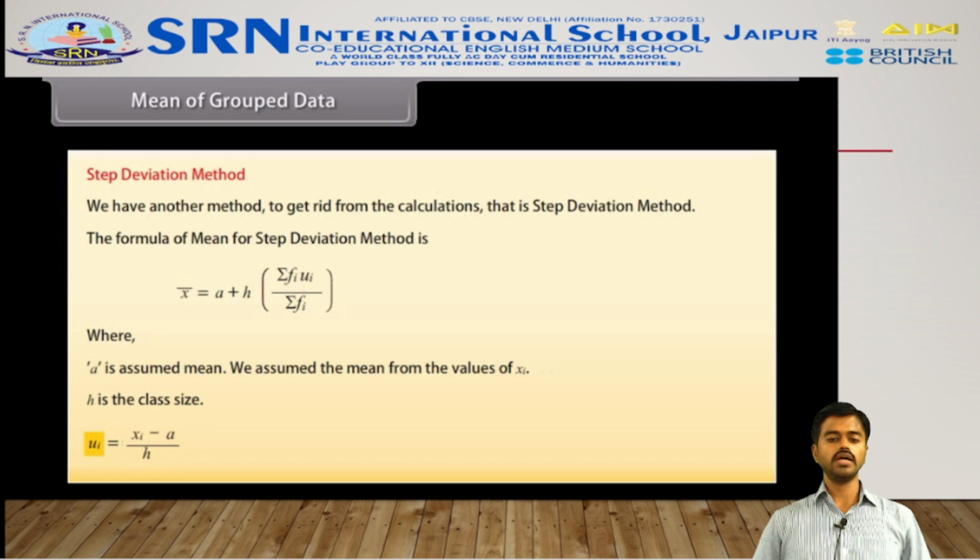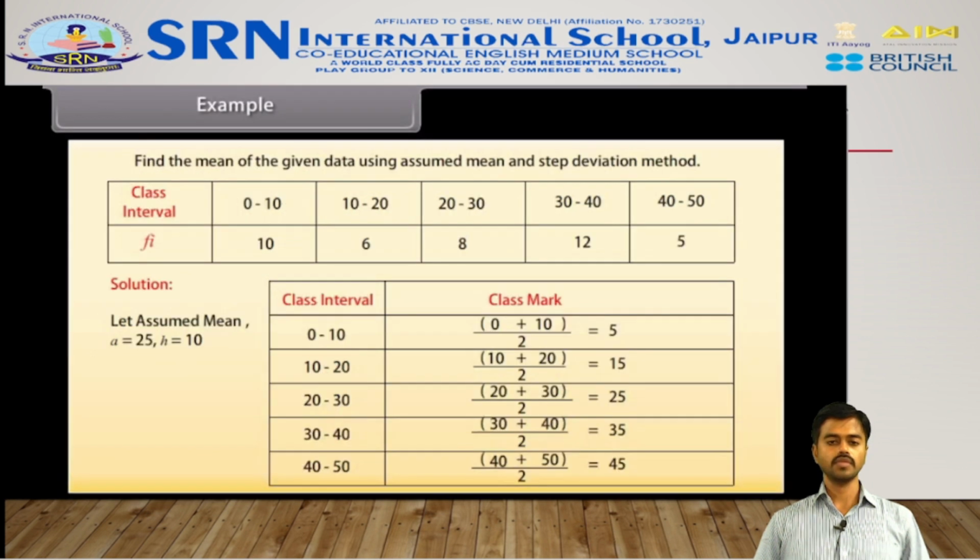Now a is the assumed mean. In the question we will assume that there is a mean, that is a. It can be decided with the help of the given table. But right now we are using a as the variable. So u is represented as x minus a upon h. h is the class size.